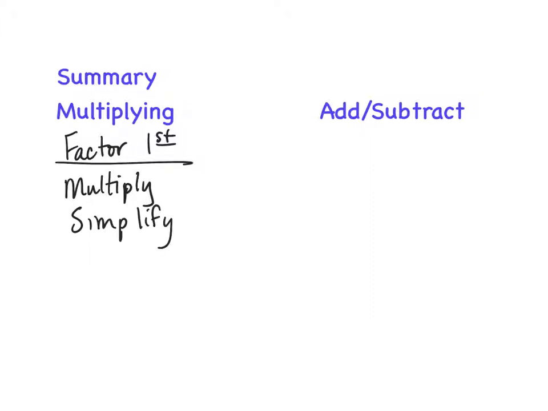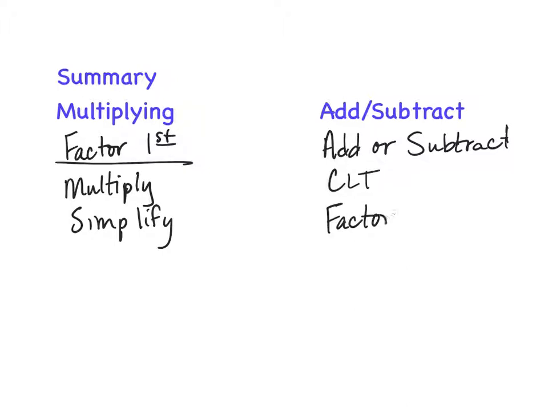When you're adding and subtracting, you add or subtract to get to one rational expression or one fraction. Then you combine like terms. And then once you're in one fraction, that's when you factor. So factor first when you're multiplying, factor last when you're adding and subtracting. Then you'll want to simplify after that.